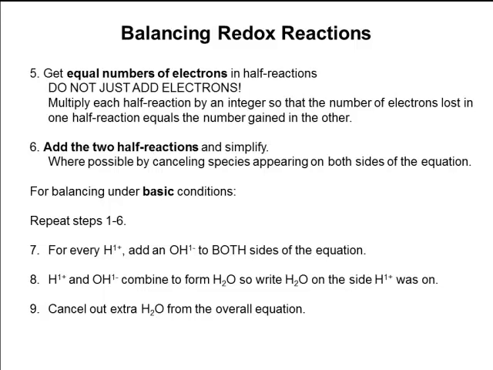balancing under acidic conditions. If we want to balance under basic conditions, we're going to go through those same 6 steps and then add 7, 8, and 9 on. So under basic conditions, we balance it under acidic conditions first. Then for every H plus we have, we're going to add an OH minus to both sides of the equation. H plus represents an acid, OH minus represents a base. That's how we're switching it to basic conditions. For every H plus and OH minus we have on the same side of the equation, those are going to combine to form H2Os. Then we look to see if there's any way to cancel out extra H2Os from the overall equation. So those are the steps. I know there's a lot of them.